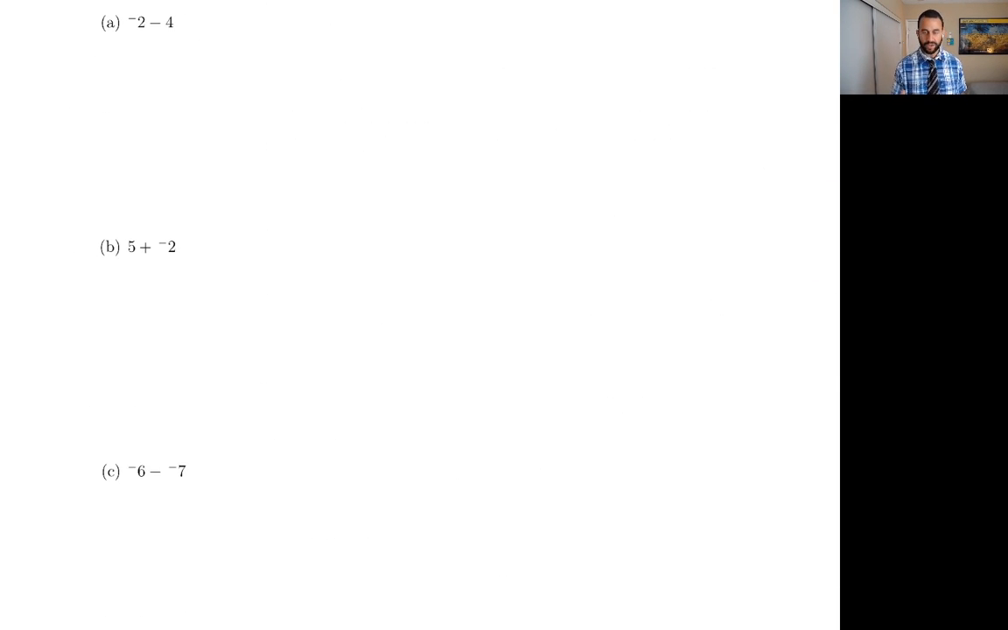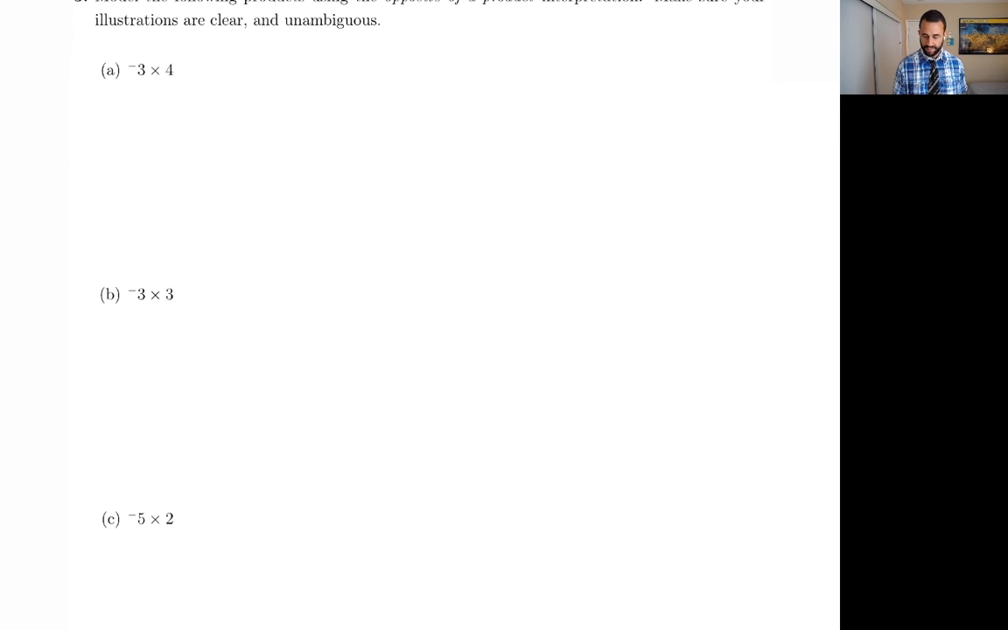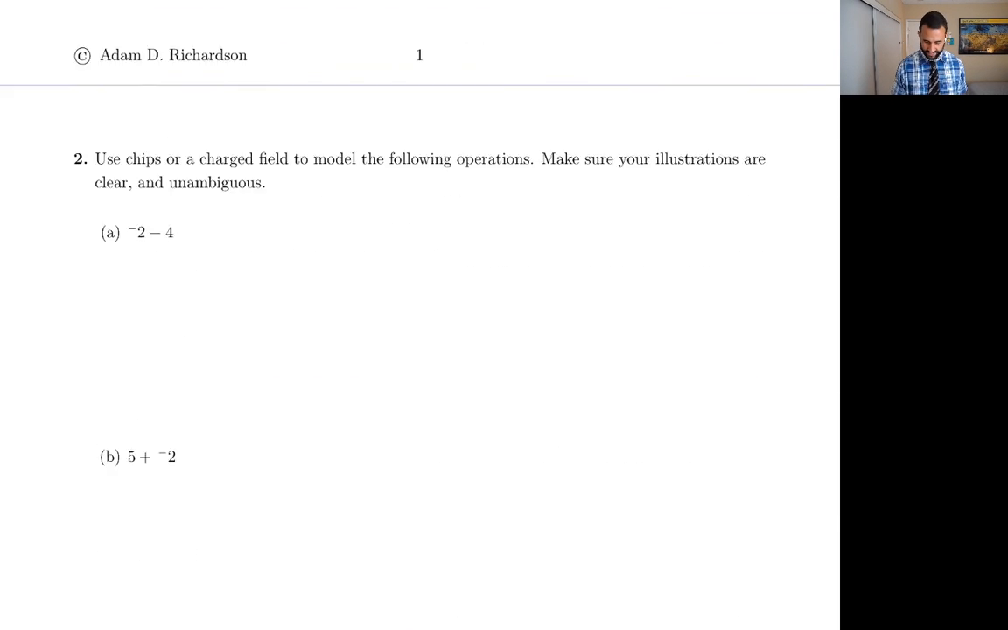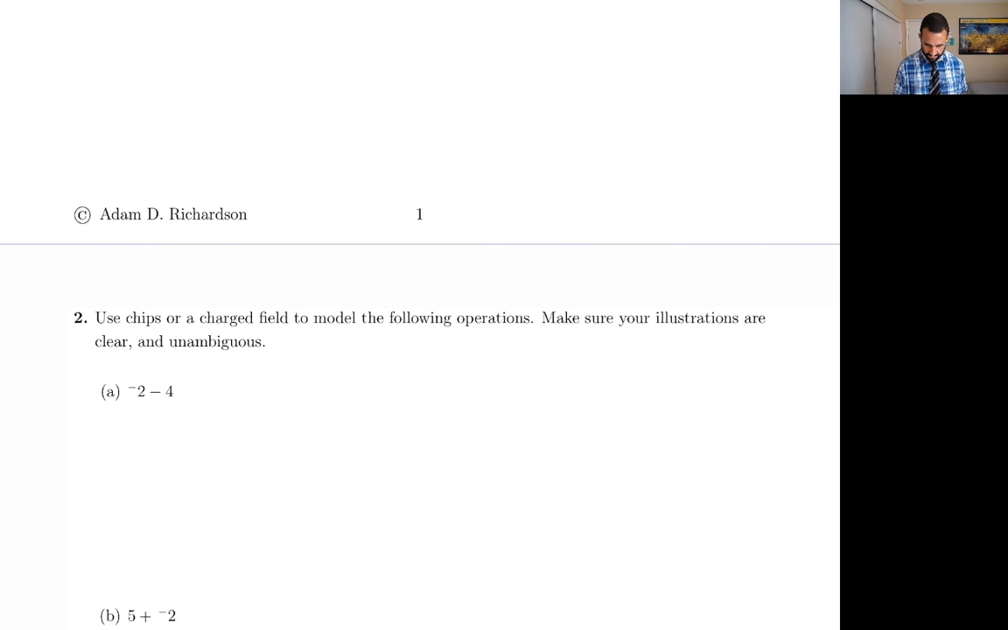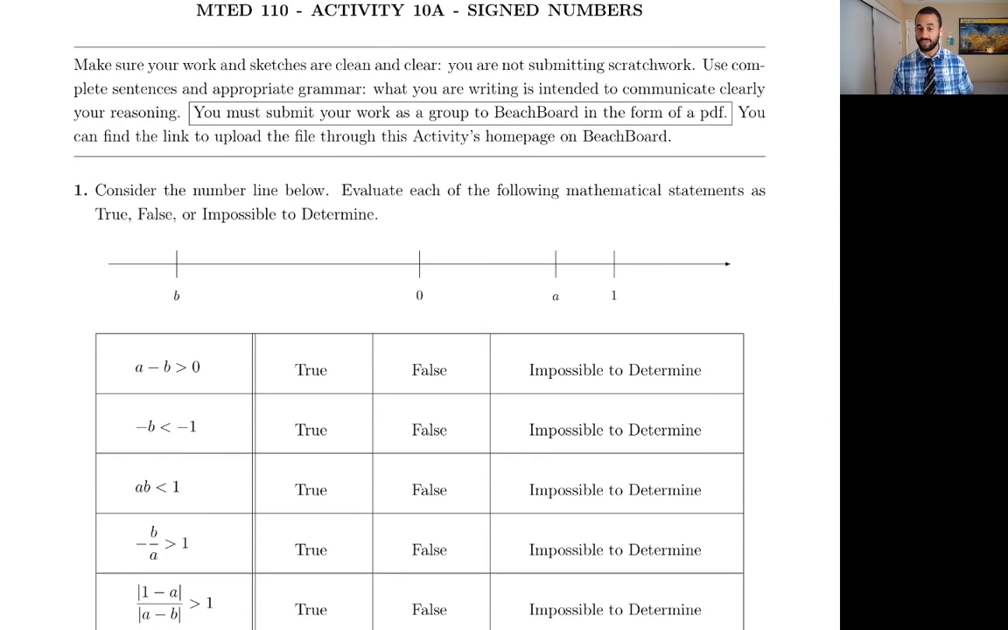Then you've got some problems where you're just using the chip model to model some operations. And then using the opposite of a product with chips. And then, yeah, that's it. Chips or a charge field. Yeah, that's it. So that's not too bad of an activity. It's pretty straightforward. All right, so the next thing is lecture 10B.